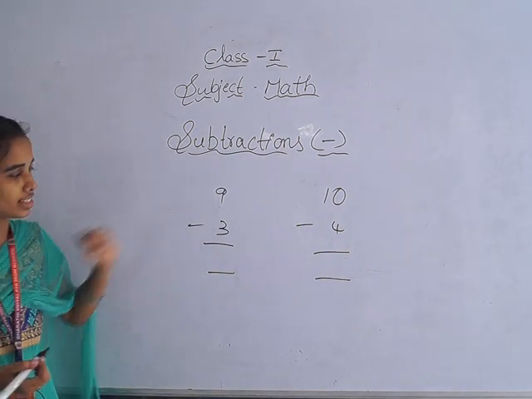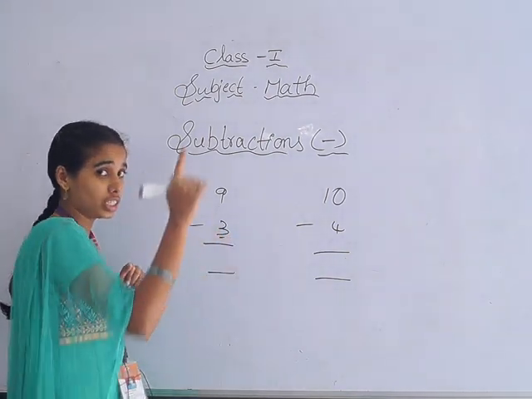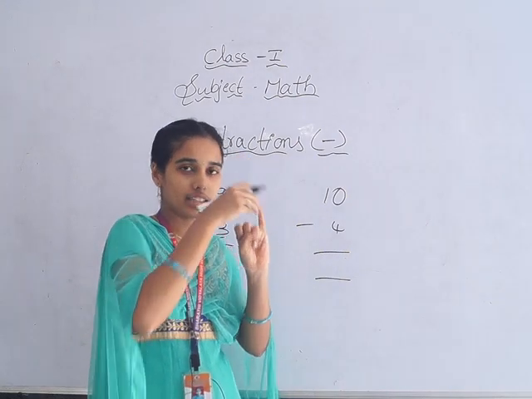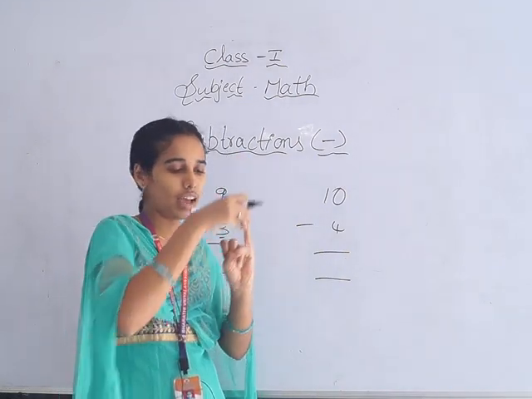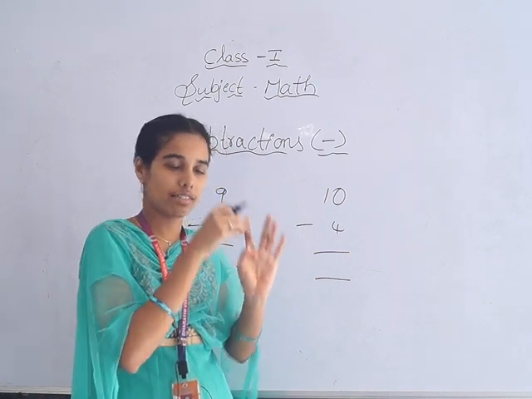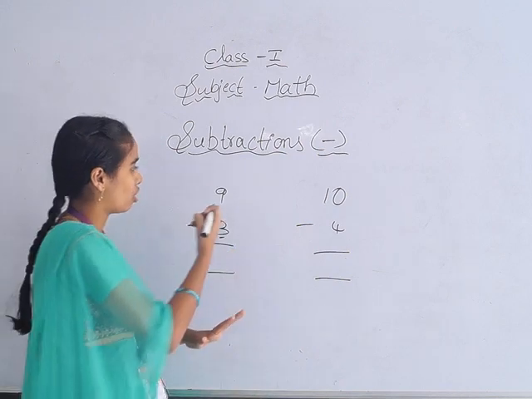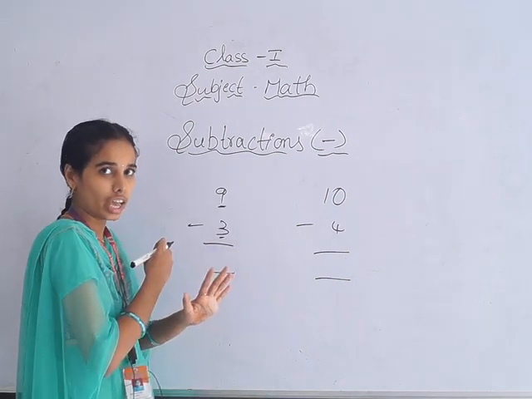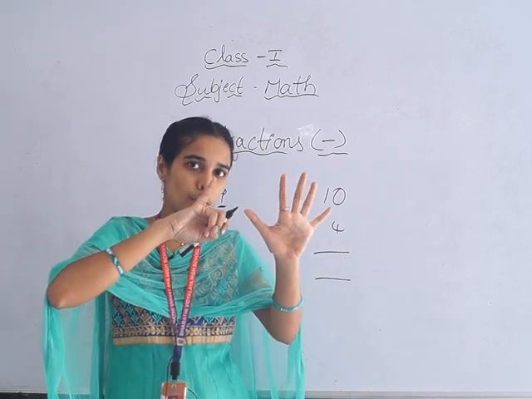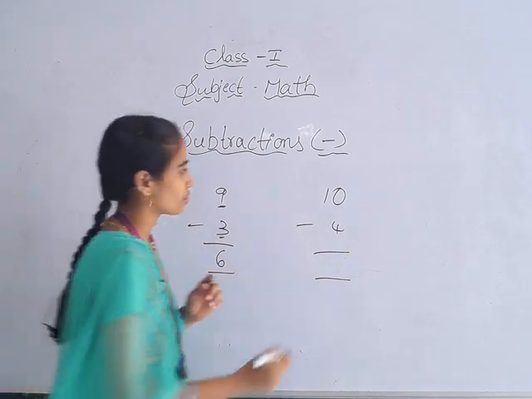So here 9 is the biggest one and 3 is the smallest one. So count after 3 up to 9. After 3, like that you have to open your fingers. 3 after 4, 5, 6, 7, 8, 9. Up to 9 only you have to count because they given 9 only, na? That's why we are counting up to 9. So how many fingers I opened? 6 fingers. So answer is 6.